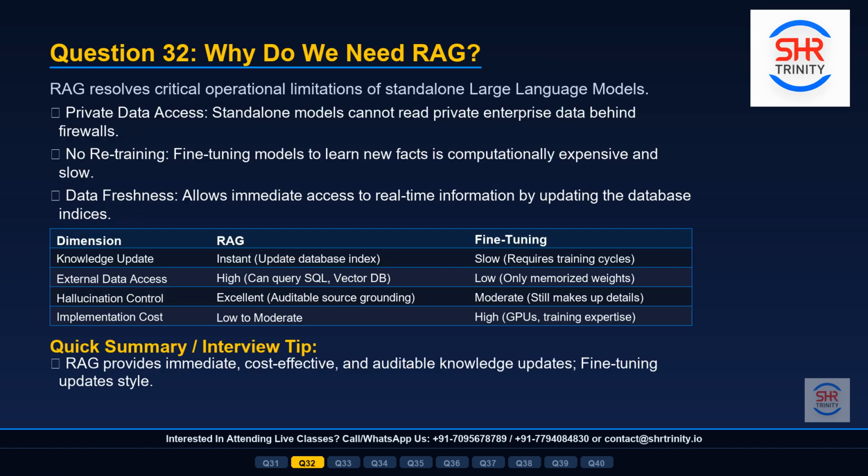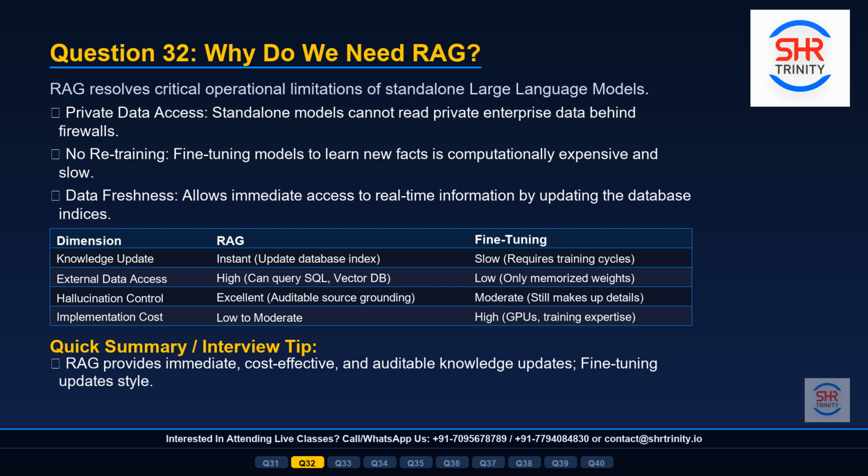Question 32. Why do we need RAG? Look at the comparison table on screen. Standalone large language models suffer from three major limitations: they hallucinate facts, they have knowledge cutoff dates, and they cannot access private corporate data. To address these issues, we can either fine-tune the model or use RAG.